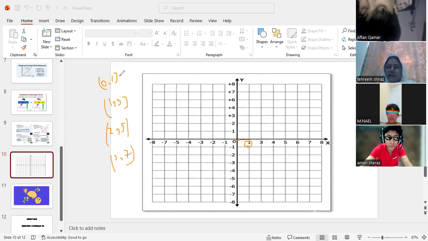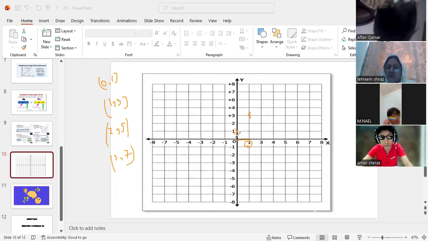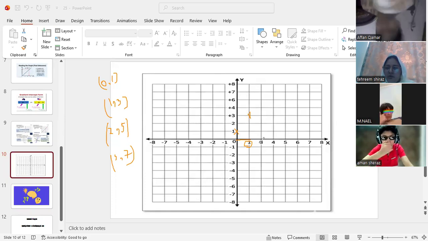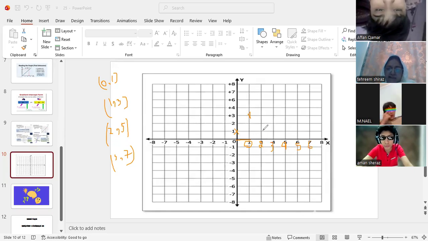The first point is if x is 0, y is 1. We plot the point over here. If x is 1, y is 3. We plot the point over here. If x is 2, y is 5. Between 1 and 6 we have to write 1, 2, 3, 4, 5, 6. If x is 3, y will be 7.